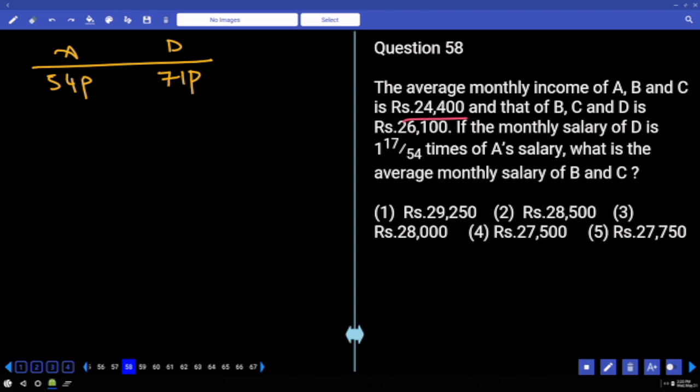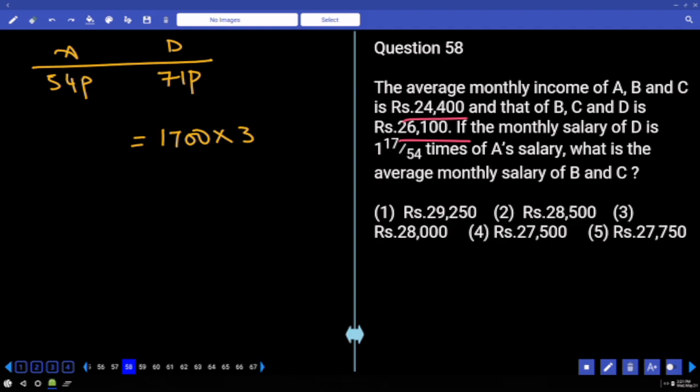So whatever difference we have, that is because of A and D. Average is more in first case or in second case? Second case. How much more average we have? 1700, right? So average wise it is 1700 more. These values 24,400, 26,100, their average for how many members? 3. So average difference is 1700, and to convert into sum, that should be multiplied with 3 only, right? 1700 into 3. This is the difference between A and D.